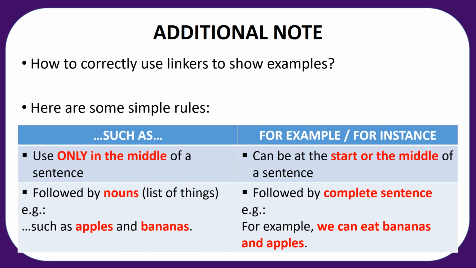So let's say such as A and B, or such as A, B, and C. So A, B, and C are nouns. If you want to use for example or for instance, it can be at the start or the middle of a sentence. However, it must be followed by a complete sentence, unlike such as, where you only list down nouns. Don't worry, let's look at examples.